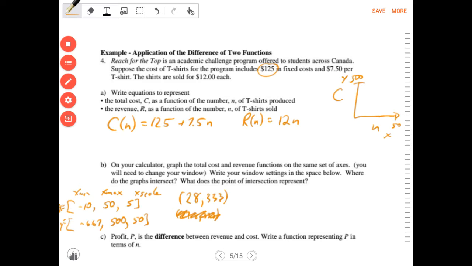Okay, that's great. Now, what does that intersection point represent? Well, here, I'll just make a quick sketch. You have a cost function, that's like this, and then a revenue function like that. When they meet, that means your cost and your revenue are exactly the same thing. Well, we call that the break-even point.